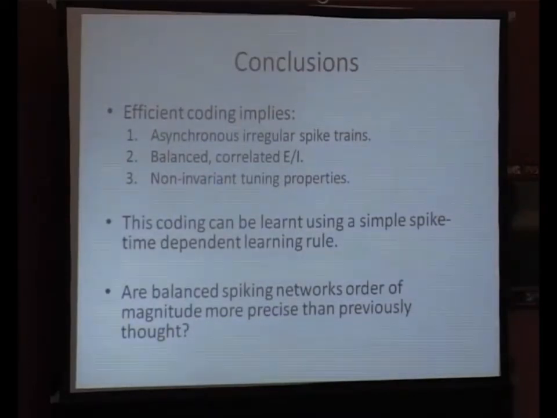So as a conclusion, we've shown that efficient coding implies asynchronous irregular spike times, balanced EI, and non-invariant tuning curve properties, and that this coding can be learned using a very simple Hebbian rule. But it leads us to the very intriguing possibility that balanced spiking networks are actually orders of magnitude more precise than previously thought. So it means that the limit in the representational power of an area is not in the randomness of its spiking properties or in some correlations between neurons that are unavoidable because of internal connections or something. The limit is in the input signal itself.